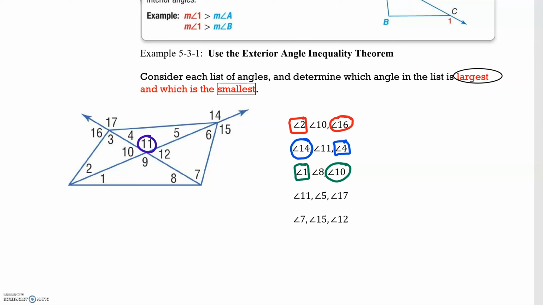11, 5, and 17. So 11 and 5 add up to 17 because 17 is the exterior. So I'm going to circle 17 since it's the largest. And then I can tell 5 is smaller. So go ahead and try that last one and check when you're ready. And hopefully you circled 15 as the largest and 12 as the smallest.